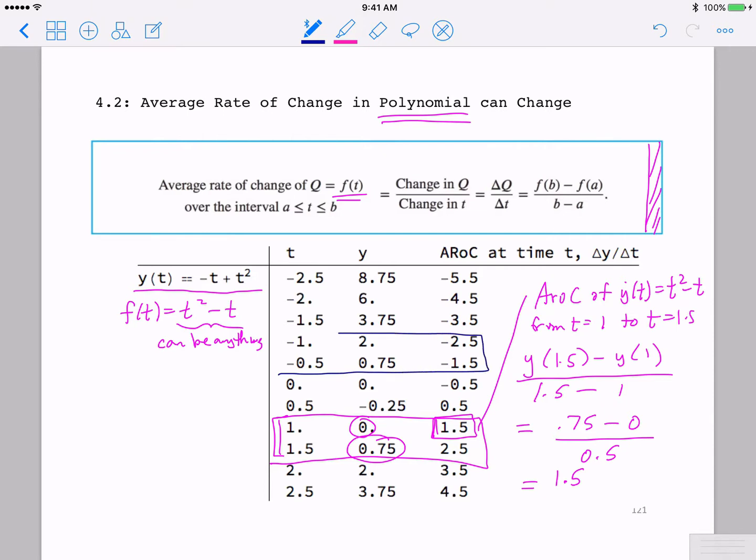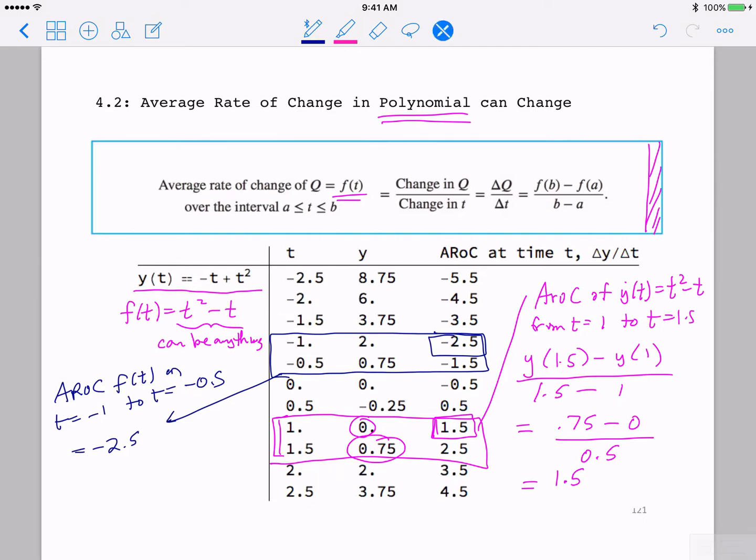One can compute the average rate of change of any function on any particular interval, and it would just require two sets of data. So here we could say that the average rate of change of this function f of t on the interval t equal to -1 to t equal to -0.5, if you compute the values out, would be -2.5. Okay, so those are the numbers.